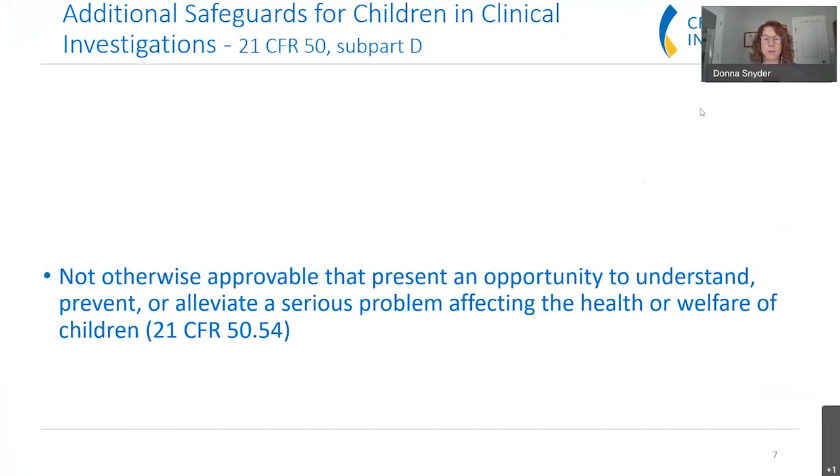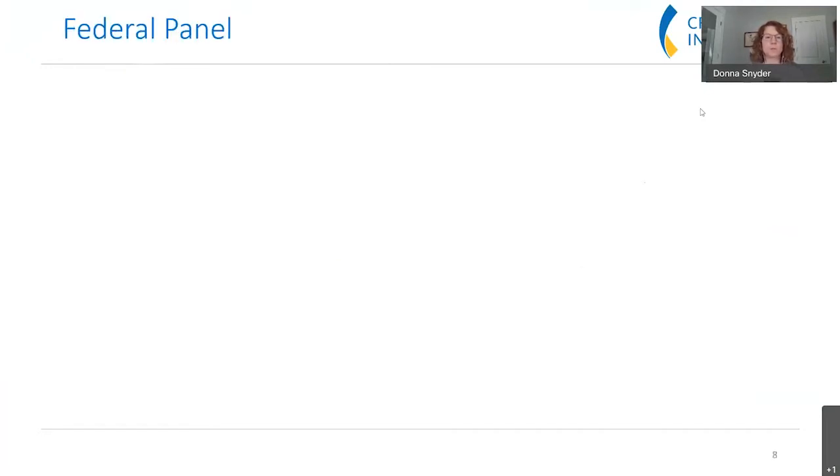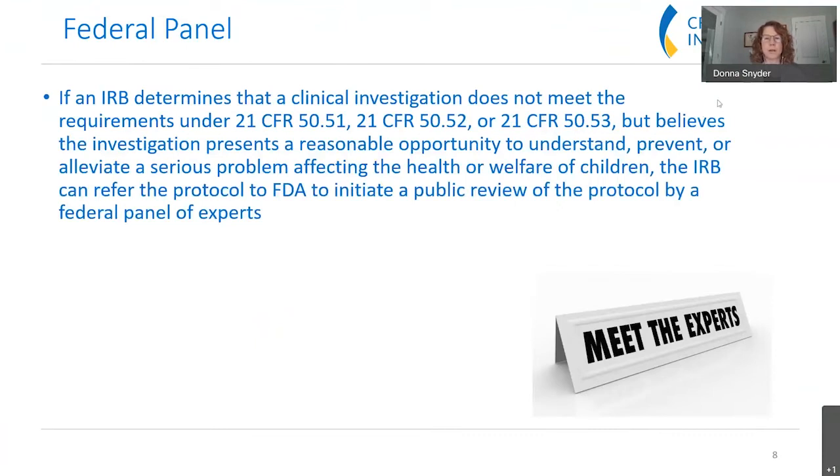The other criteria that I've mentioned can be approved through the IRB process, but this criteria here requires another process, and that process is a federal panel review. So if an IRB determines that a clinical investigation does not meet the requirements under 21 CFR 50.51, 52, or 53, but believes that the investigation represents a reasonable opportunity to understand, prevent, or alleviate a serious problem affecting the health or welfare of children, the IRB can refer the protocol to FDA to initiate a public review of the protocol by a federal panel of experts.